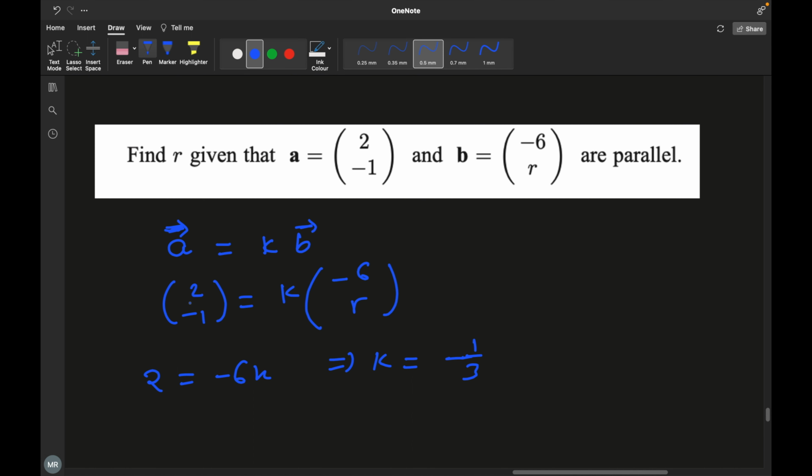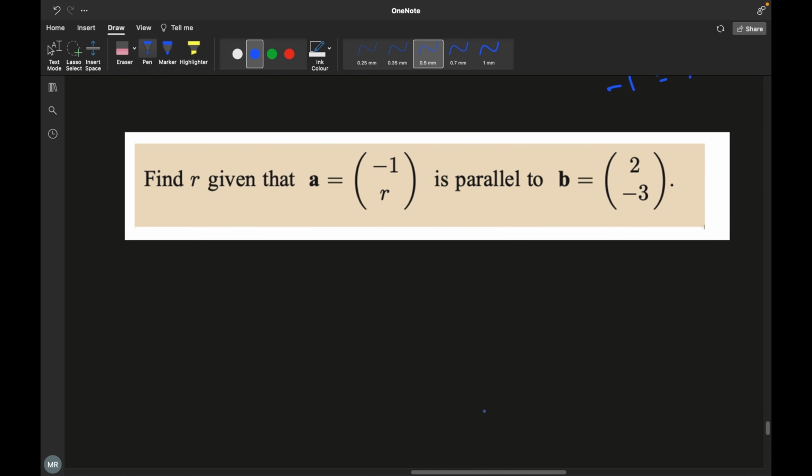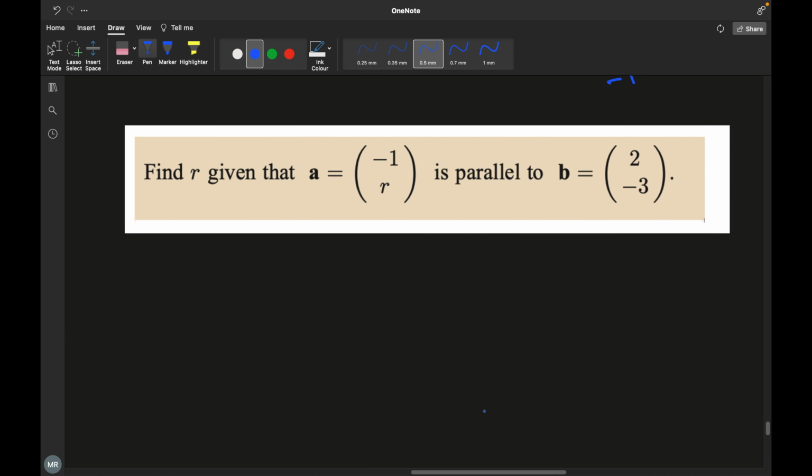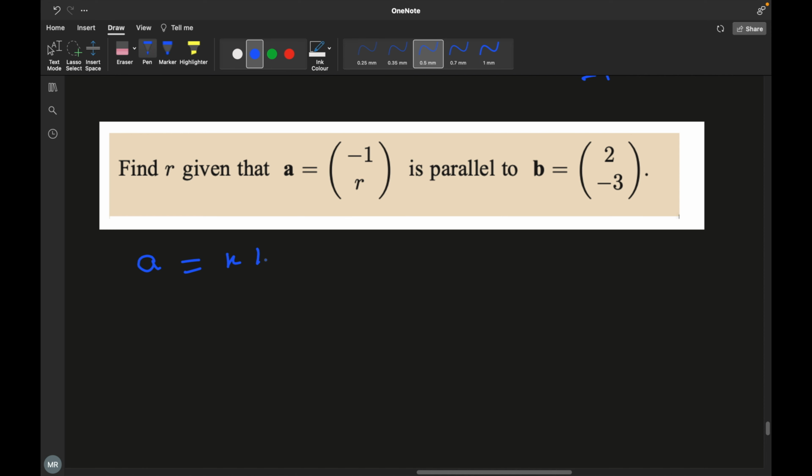And now we know that -1 is K into R, and it implies that -1 is -1/3 times R. So if we want to find R, we multiply this here and divide by -1. We end up with 3. So therefore, the value of R is 3. This is also a very similar question. It's A equals KB.